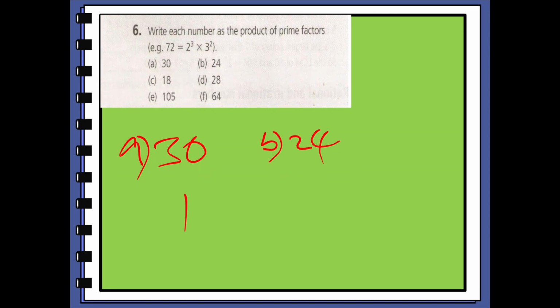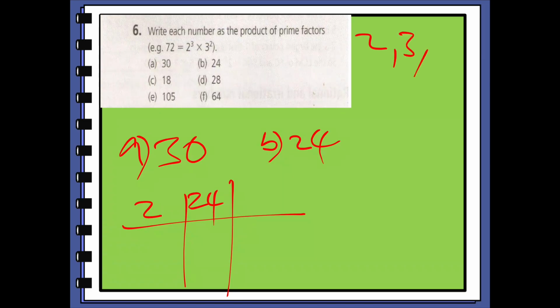For 24, let's draw the ladder. We know that 24 is an even number, so we start with 2. The numbers are 2, 3, 5. These are the numbers we're dividing by. So 2 into 24 goes 12 times.